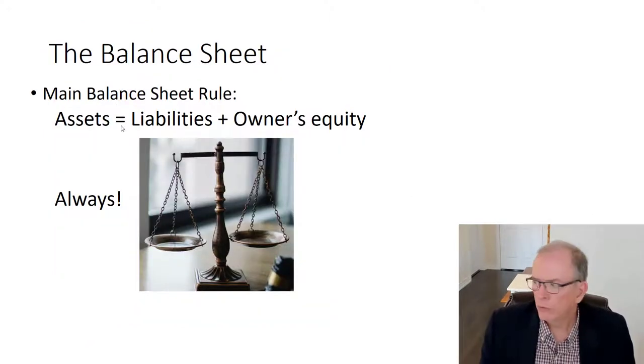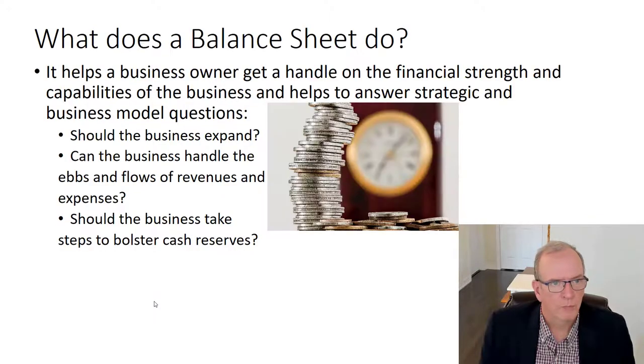So just remember that assets equals liabilities plus owner's equity. And of course, you can do basic algebra to get any kind of difference that you want. Owner's equity minus assets equals liabilities, right? You can do any kind of manipulation there algebraically, and it will always work out.